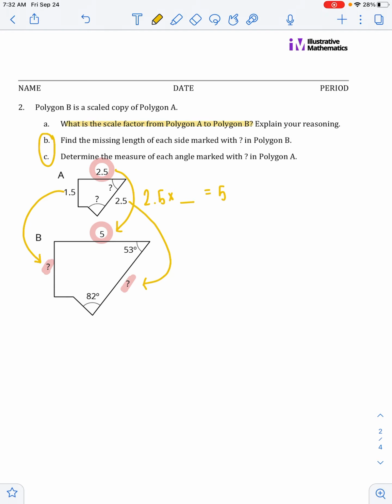Now for C, it says determine the measure of each angle. If you're stuck on C, go back to the last video. 2 things need to be true about scale copies. The sides need to be multiplied by the scale factor, and the angles need to be something. If you don't remember, go back to that video. So pause, work on question 2, and come back when you're done.